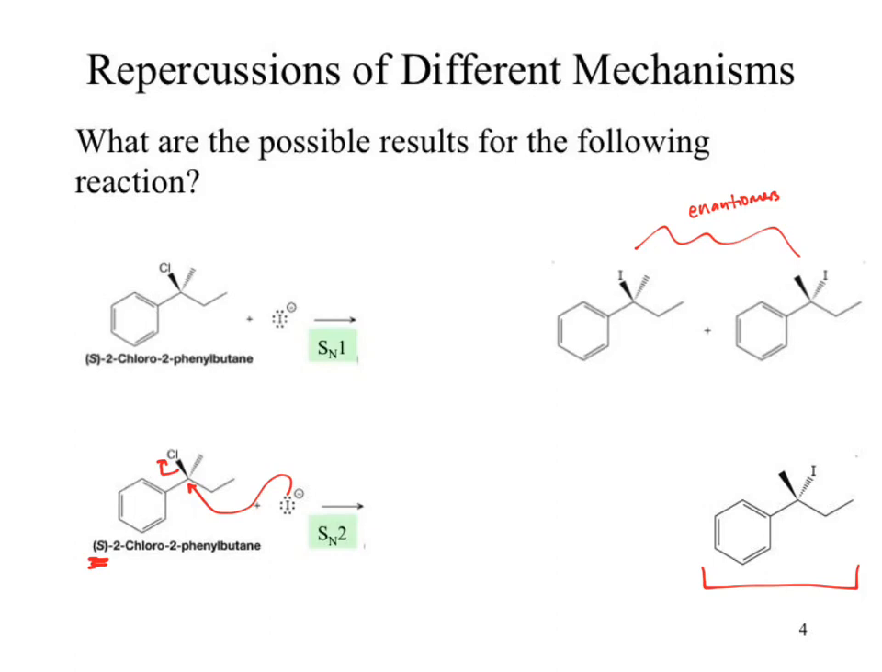If we start S, our iodine comes in from the backside, which now puts our highest priority group in the complete opposite direction of where it was. Nothing else changes, which means we end up with the R form of our product. We get an inversion in our stereochemistry.